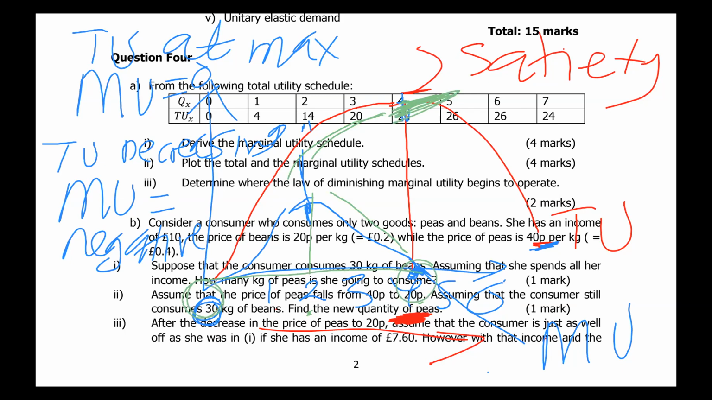Should you consume beyond 4 units, total utility will start decreasing, but marginal utility will be negative by that time, which means the additional satisfaction will be negative. You no longer have any additional satisfaction from consuming any unit after 4 units. Did you get that?